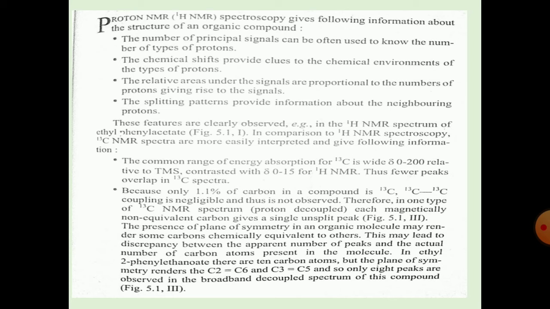The presence of a plane of symmetry in the organic molecule makes some carbons chemically equivalent to others, and this may lead to a disparity between the apparent number of peaks and the actual number of carbon atoms present in the molecule. In ethyl 2-phenylethanoate there are 10 carbon atoms, but the plane of symmetry renders C2 equal to C6 and C3 equal to C5, and so only 8 peaks are observed in the broadband decoupled spectrum of this compound.